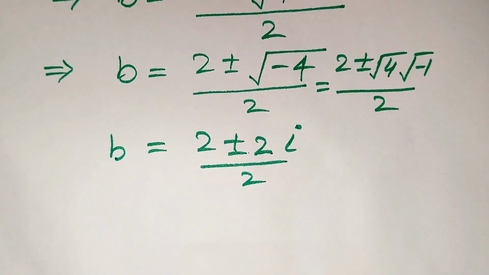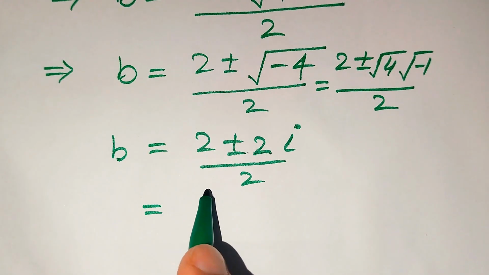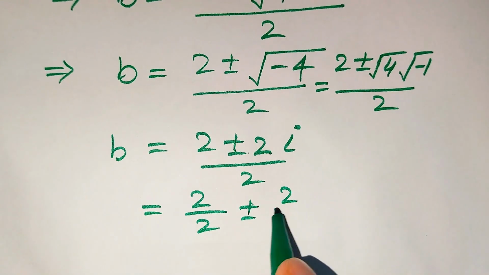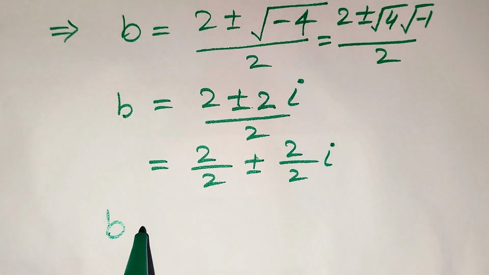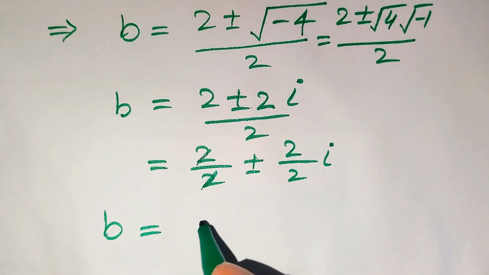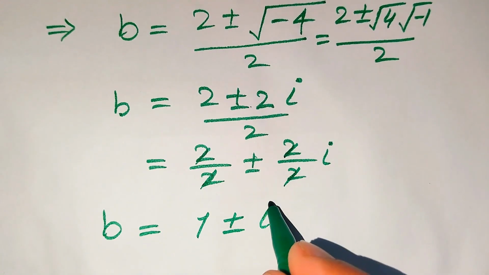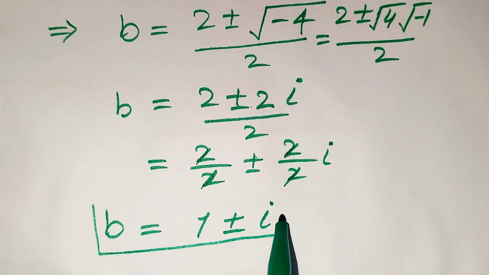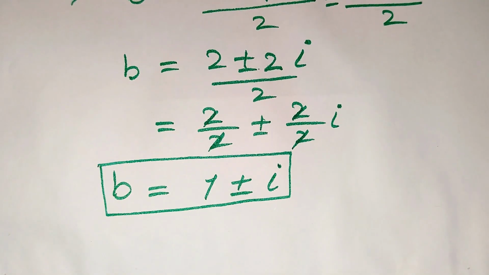And now further in the next step we need to break this fraction, and when we break this fraction it will be written as 2/2 ± (2/2) times iota. So we obtain the value of b = 1 ± iota, since the 2 and 2 are gone. So these are the two complex values of b which we get in this method, and this is our final answer to this question.